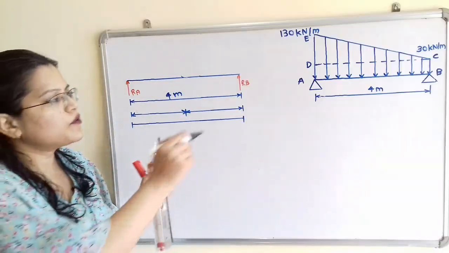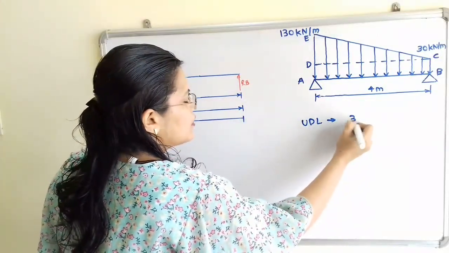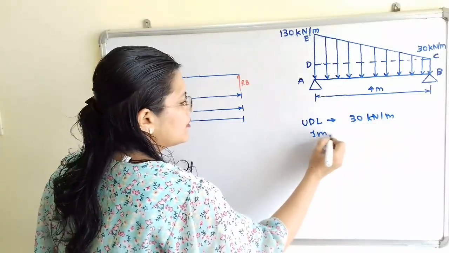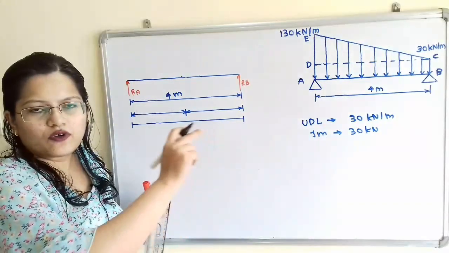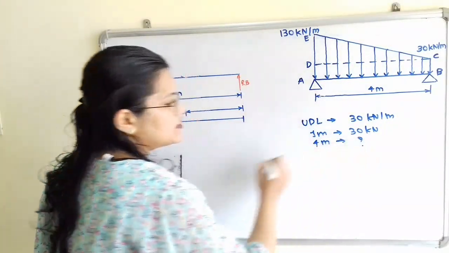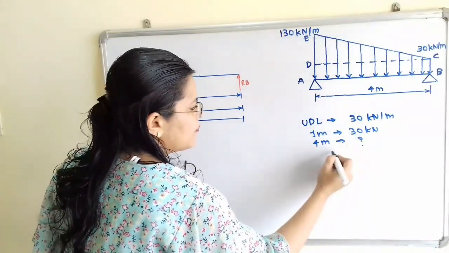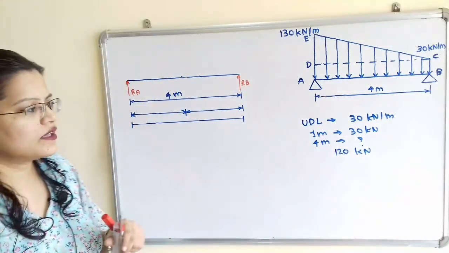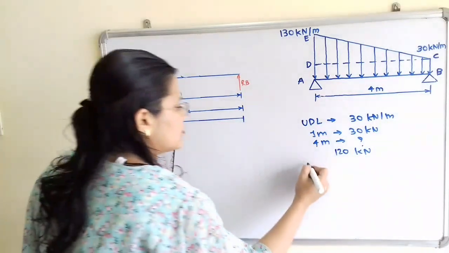So first we will move to the uniformly distributed load where the load is equal to 30 kN per meter. That means for 1 meter load is equal to 30 kN. But the total span is mentioned in the question, 4 meter. So what is this load? So load is equal to 30 multiplied by 4, 120 kilonewton.